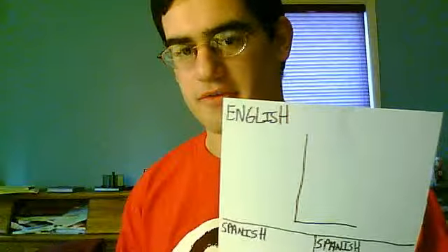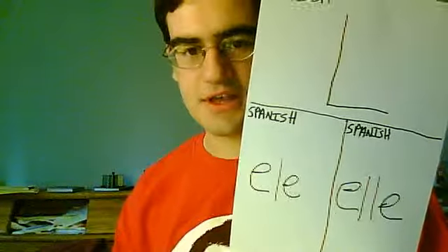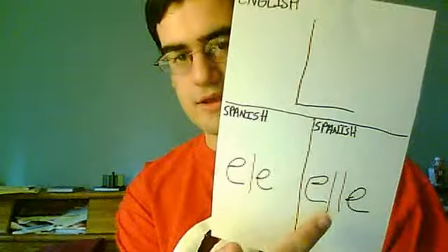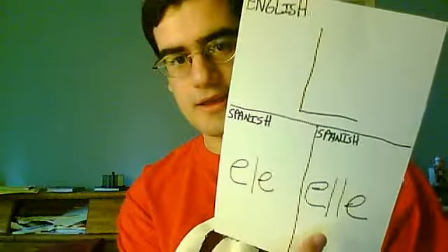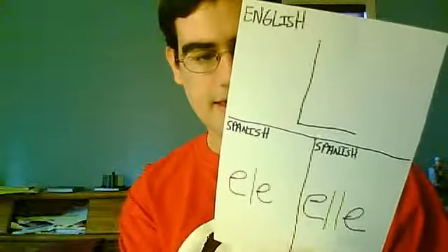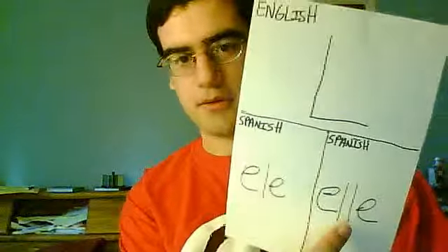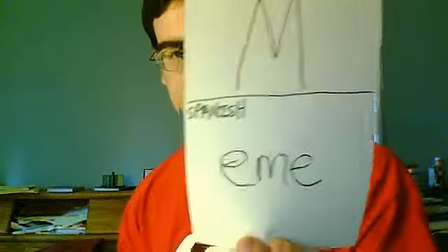L. Now with L, there are two ways of saying L. The first one is "ele," and that's with a single L. With the double L, anytime there's a double L, the second L sounds like Y. "Eye-yay," I think it's pronounced. Yeah, that's right. Okay, M. M is pronounced "eme."